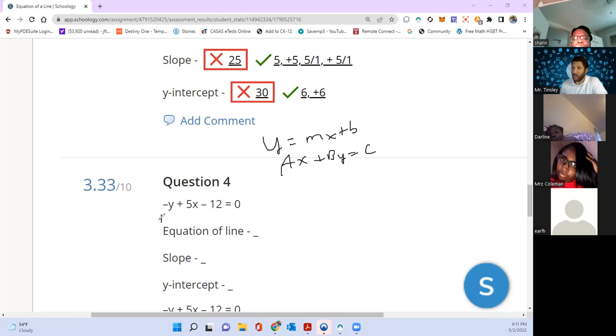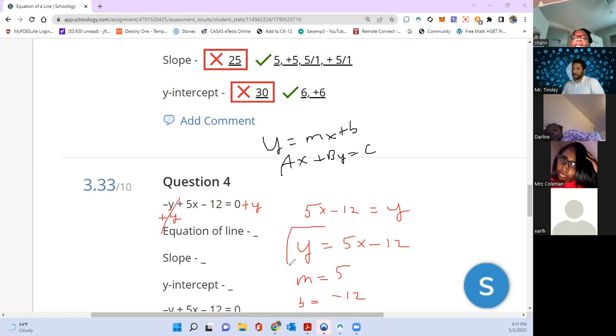So watch this. I'm going to add y to both sides. Now these two y's cancel. I get 5x minus 12 equals y. It doesn't matter what side your y is on. Equal means they're equal on both sides. So now I just switch it: y equals 5x minus 12. My slope is what? 5. My y-intercept is what? 12. What kind of 12? Negative 12. That's all it is.